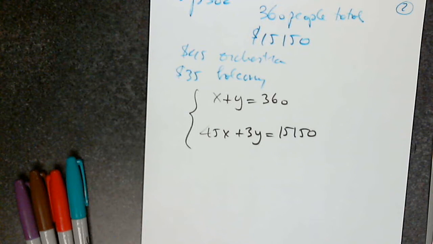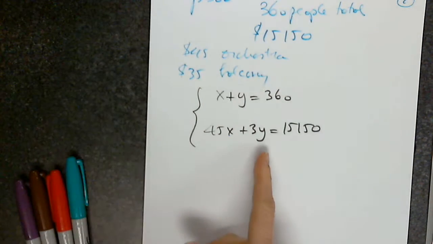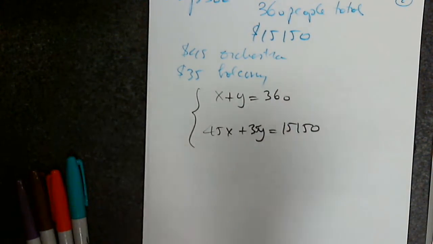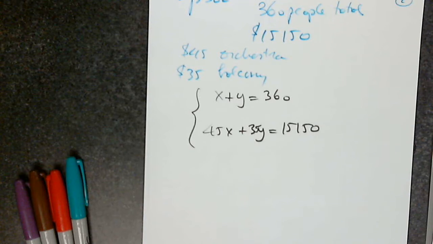If you remember, you have two options. Actually, you have three, but you're not going to graph, right? So either substitution or elimination. I would personally eliminate. Careful, I wrote 3 instead of 35 here. I would personally eliminate y because I want to keep the numbers as small as possible, but it doesn't matter.